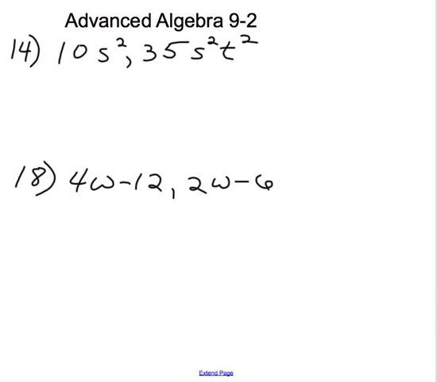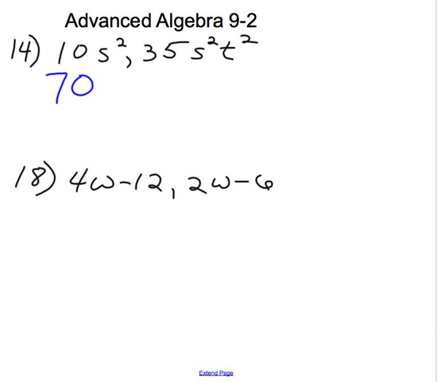When you're asked to do that, say for number 14, I always start with the numerical coefficients, the 10 and the 35. What is the least common multiple of 10 and 35? You can count by 10s, you can count by 35s, and you see what's the first number they have in common. 10, 20, 30, 40, 50, 60, 70 for 10s, 35, 70 for 35. So the first number they have in common is 70.